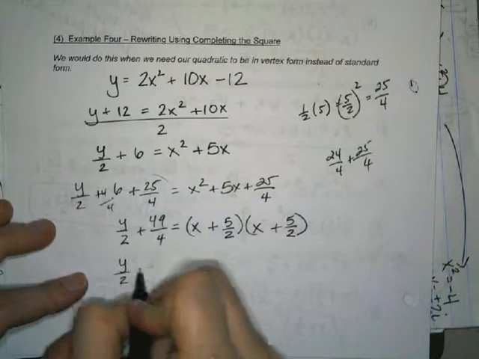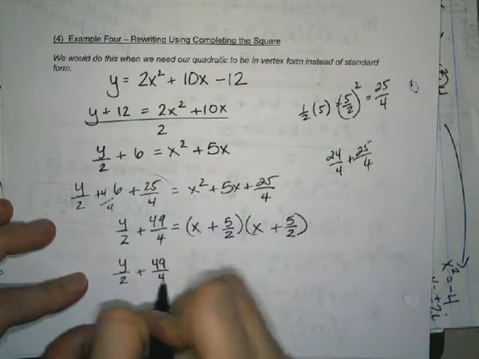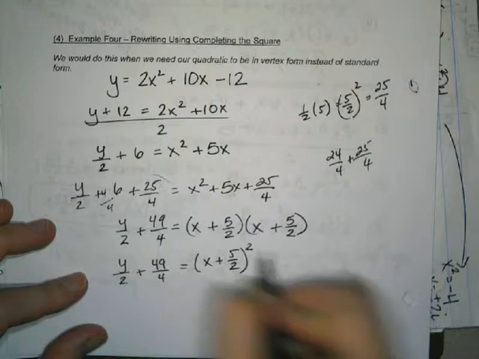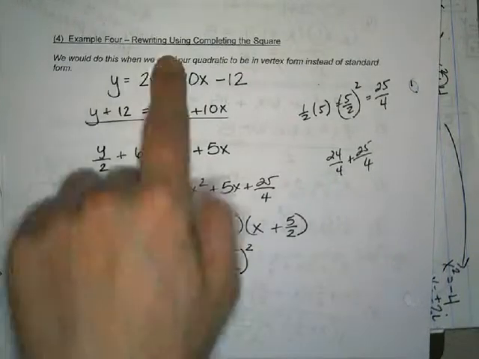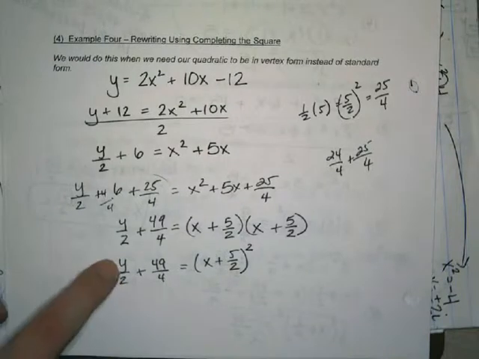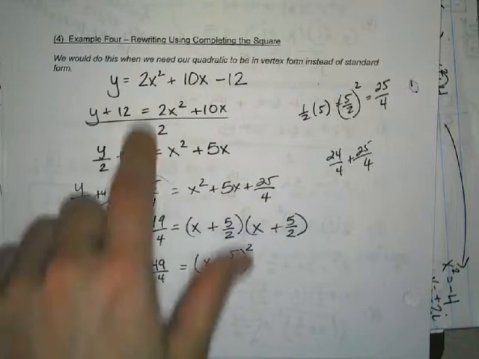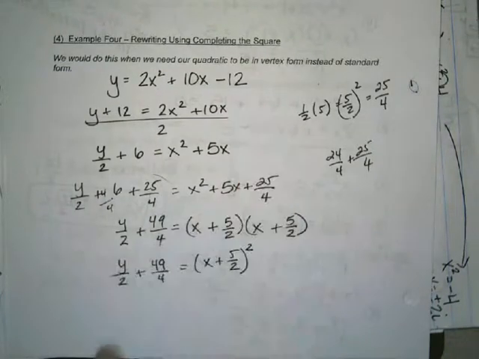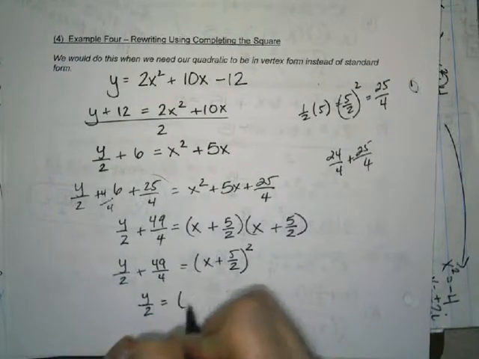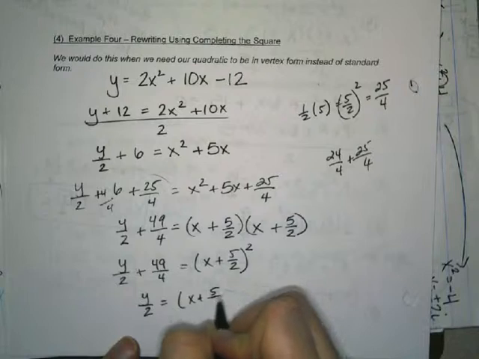Okay, so we're going to rewrite this as a squared binomial. Now, with rewriting using completing the square, this is where your job changes. Instead of taking the square root of both sides, now I'm going to get y by itself. Because the whole point in this was rewriting something that was in standard form. Now we're going to rewrite it so it looks like it's in vertex form. So I'm going to subtract 49/4 from both sides.